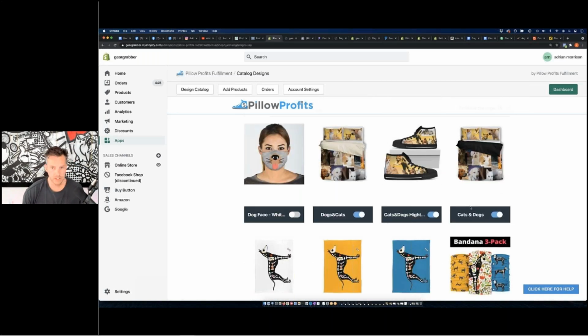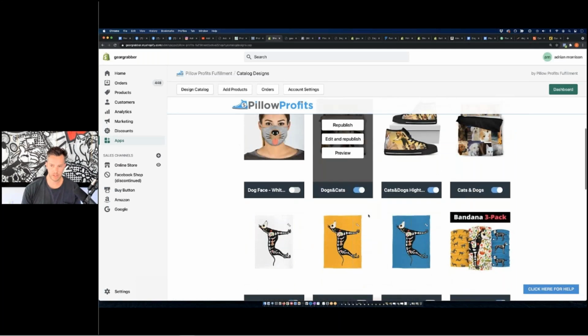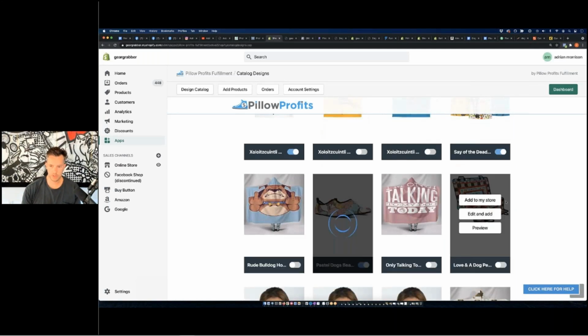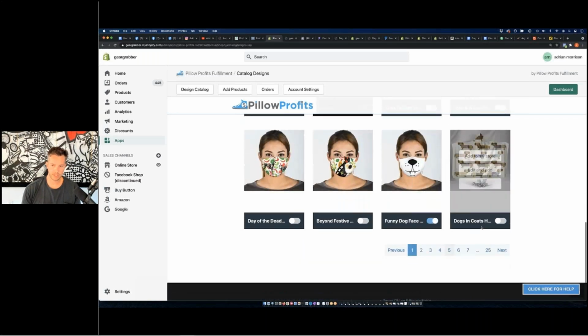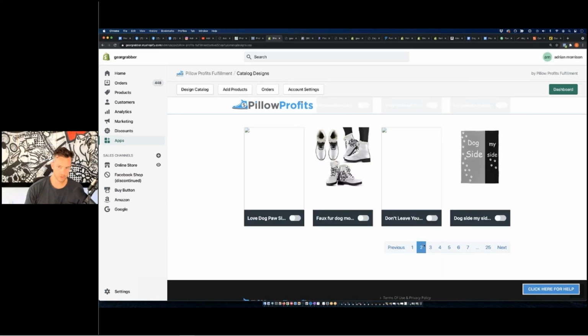So if you really just can't think of anything new or great, or don't have your own personal designs, and you want to add dog products to your dog lovers journey, your email marketing sales funnel, you type in dog, and now you're selling dog bandanas, dog shoes, and all you have to do is simply click on the switch, and it adds it to your store.